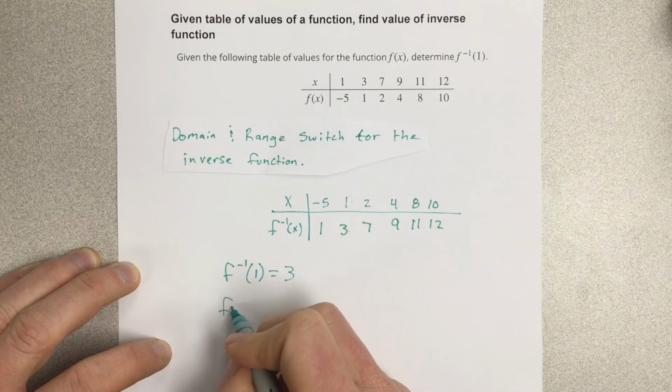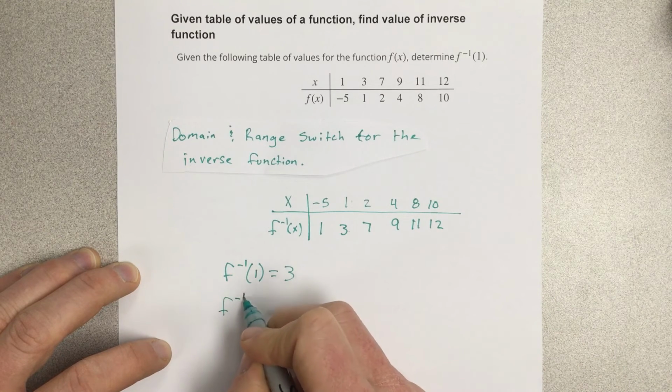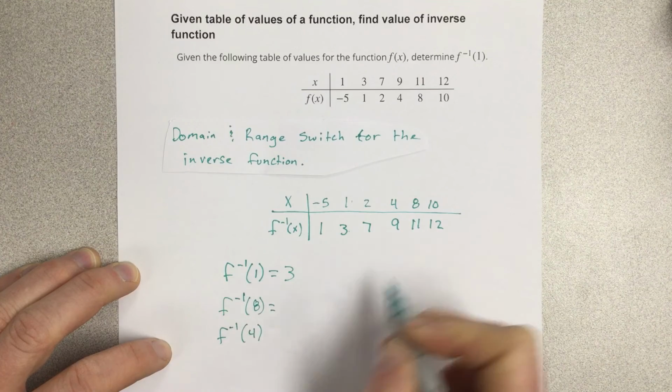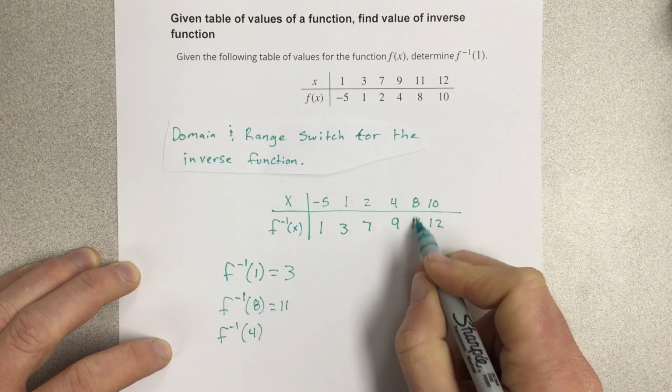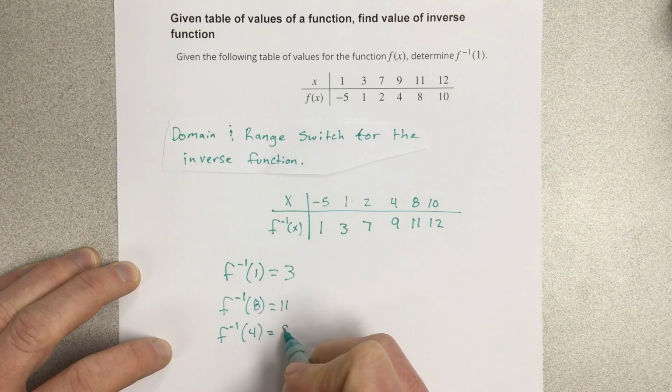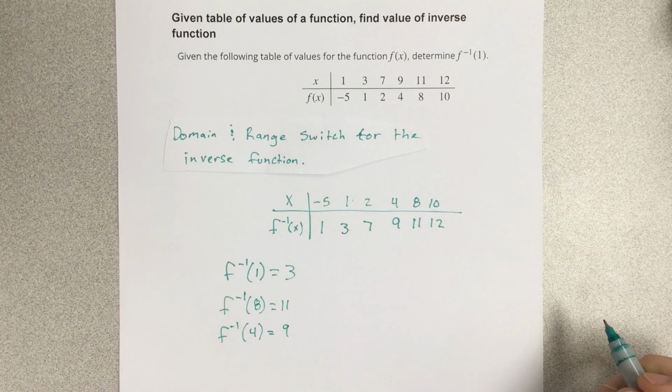That way you can find f inverse of 8 or f inverse of 4, and so on and so forth. F inverse of 8, you could look and see that's 11. F inverse of 4, you can see is 9. It just makes it a little easier to find all the values.